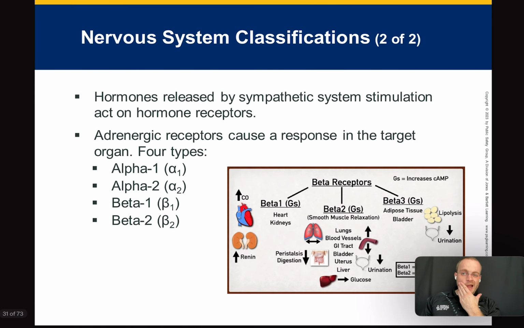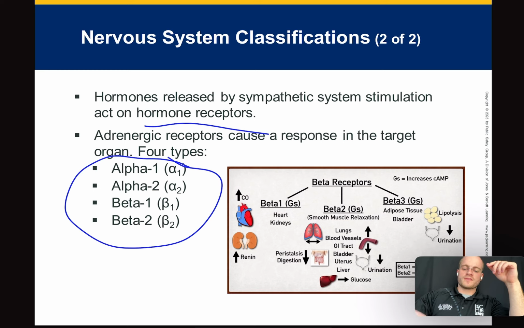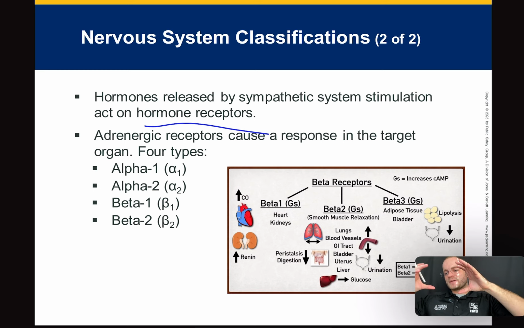Okay. Now, there are hormones, right? And these really kind of, well, okay. There are hormones that are released by the sympathetic system and stimulation and act on hormone receptors. Okay. Well, I hate that they use the word hormones because hormones are actually intranuclear, but that's fine. But they've divided these into different classes.